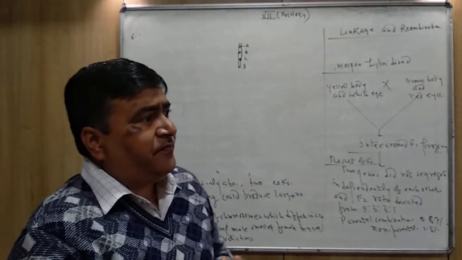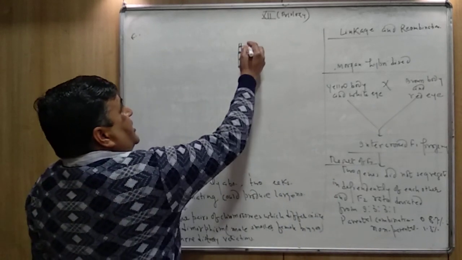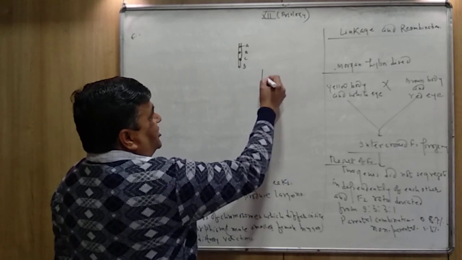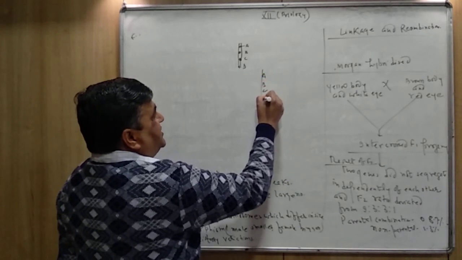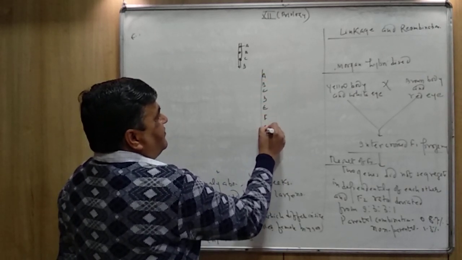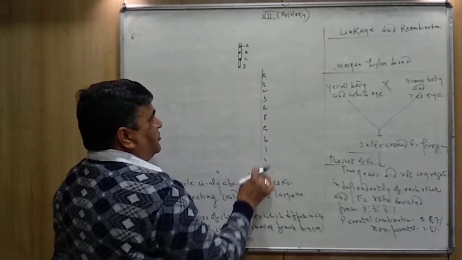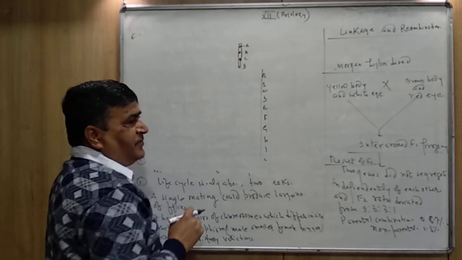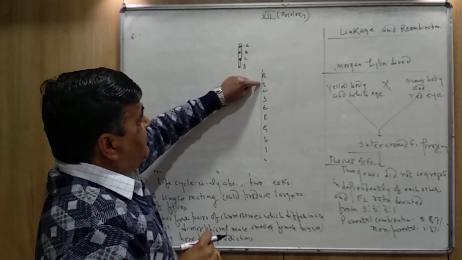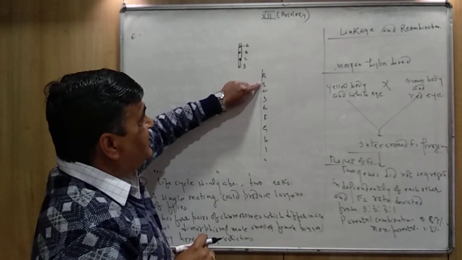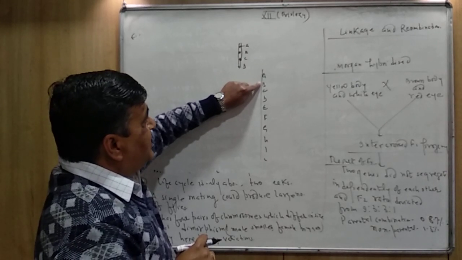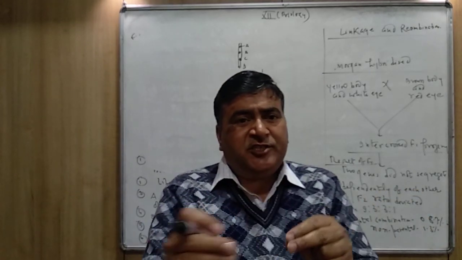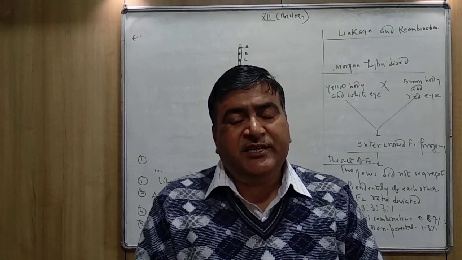What is linkage? First you try to understand what the linked genes are. The linked genes are the genes which are closely associated with each other. Suppose this is the chromosome and these are the genes A, B, C, D, E, F, G, H, I. A and B, both are linked genes. B and C also are linked genes. Linked genes means the genes which are closely associated with each other.